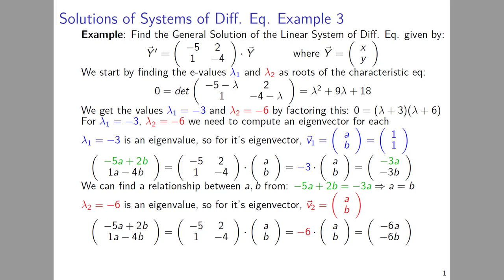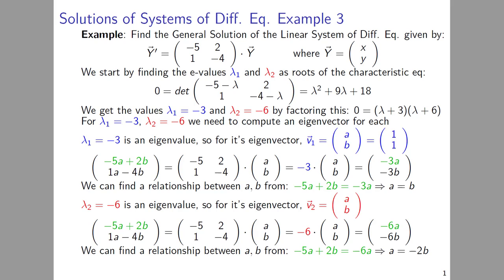So again, we need these two vectors to be equal, so the top components must be equal. -5a + 2b must be equal to -6a. And this gives the relationship between a and b that -5a + 2b = -6a, which we can solve by adding 5a to both sides to get that 2b = -a, and thus a can be equal to -2b.